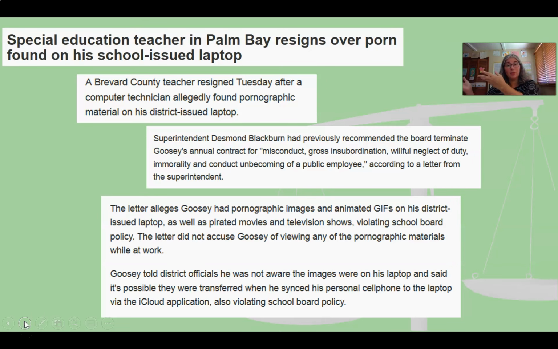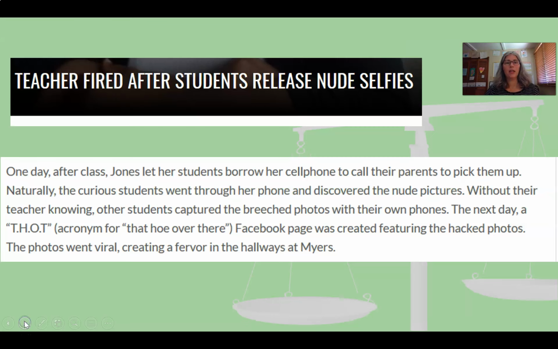So here's an example. This is a teacher who had to resign because he was given a school-issued laptop. And it is easy to forget and to feel like it's yours, but it is school-issued. They can check and see what you're doing, and they are checking. And he was using it to look up porn. So obviously not a good thing.